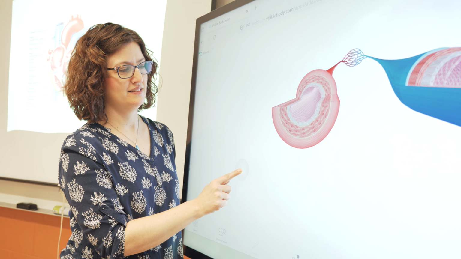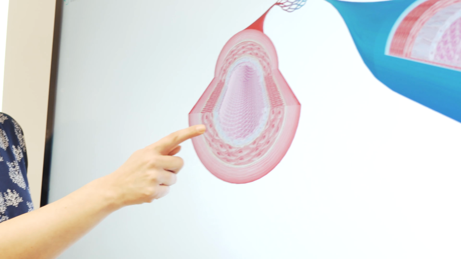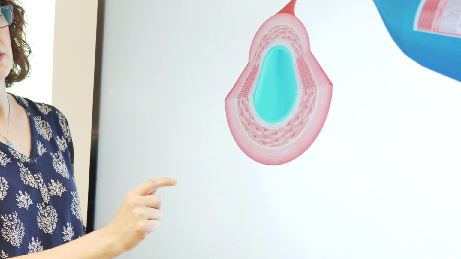We can add heart sounds and attach it to an EKG so that the students can actually see what the EKG is trying to show you. So that really helps with the interaction and understanding of how the heart works, which the students really enjoy.